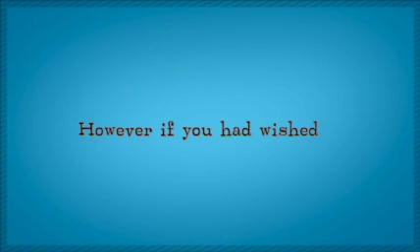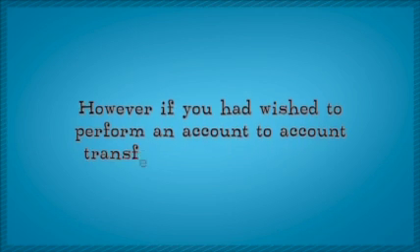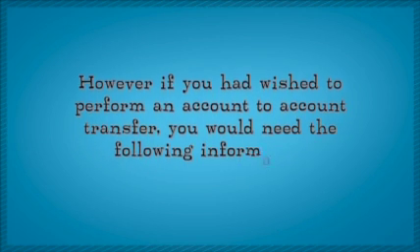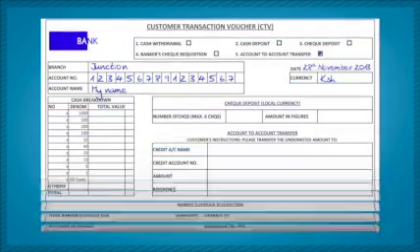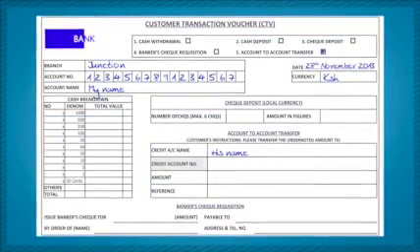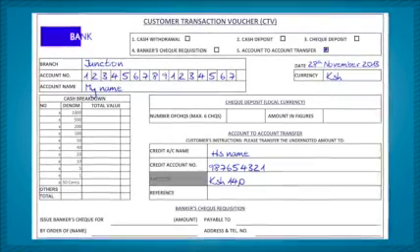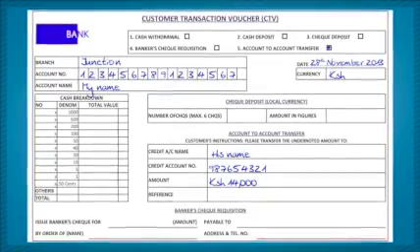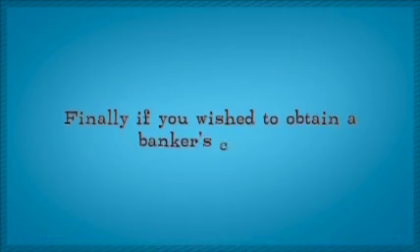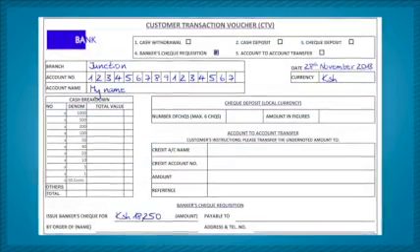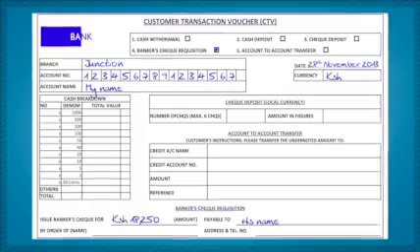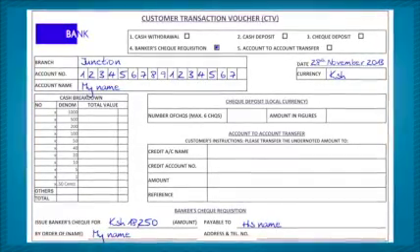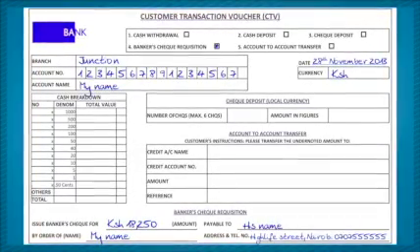However, if you'd wish to perform an account-to-account transfer, you would need the following information for the other party: the recipient's name, their account number, the amount you would like to transfer to the other party, and a reference. Finally, if you'd wish to obtain a banker's check, you would need the amount, the recipient's name, the name associated with your account, and your address and telephone number.